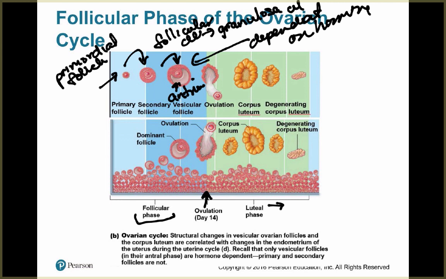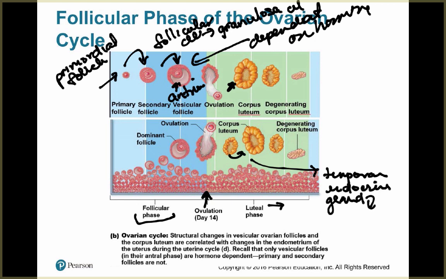And so you can see here that it turns into the corpus luteum. It becomes a temporary endocrine gland because it can release hormones. Now, if there is no pregnancy within about 10 days, it starts to degenerate. And so this shows you all the different stages between those.